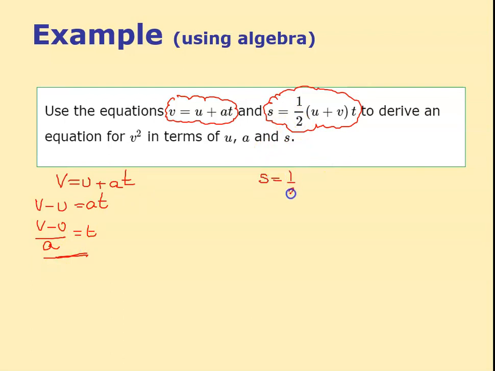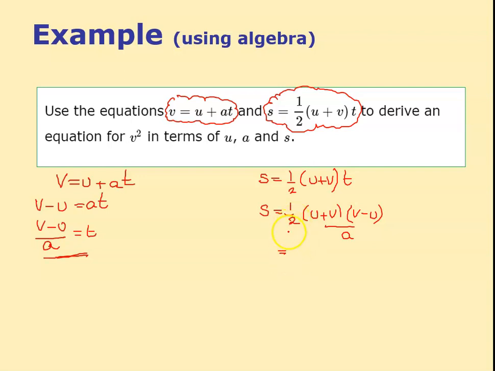S equals a half of u plus v times by the t, but I now know what t is. S equals a half of u plus v times by v minus u over a. And you'll notice that v minus u over a is just this t thing at the end. Well, I suppose I've got to multiply this out.